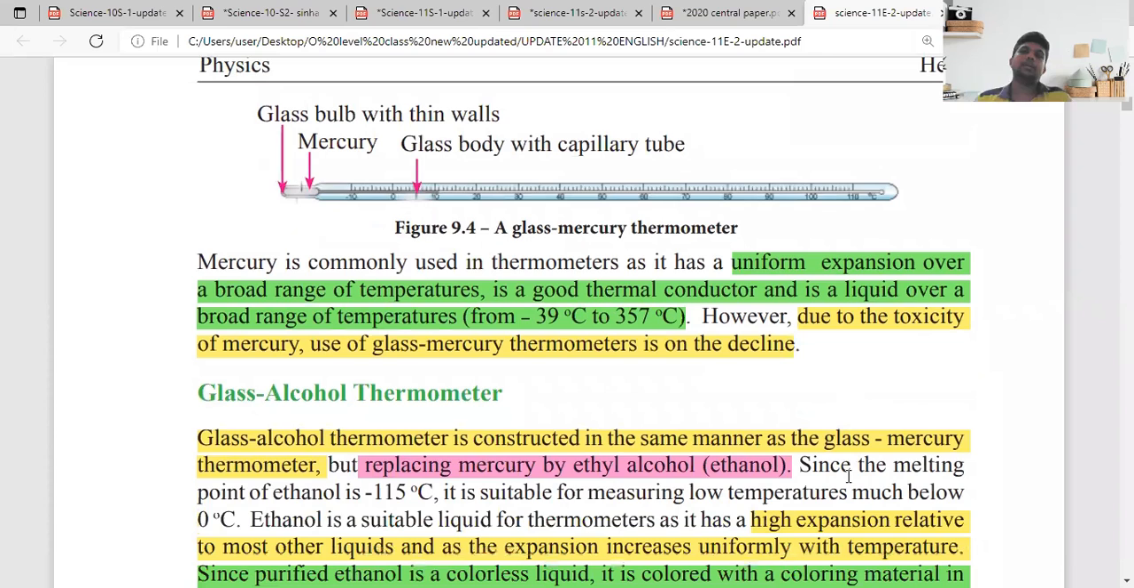So we explain now. I explain what are the importance. Now let's see go. What are the disadvantages? Each and everything has advantages as well as disadvantages. හැමදේකම වාසිය තියෙනවා අවාසිය තියෙනවා. අපි මේ mercury එකේ disadvantages වලට ගියාම due to the toxicity of mercury, use of glass mercury thermometers is on decline.